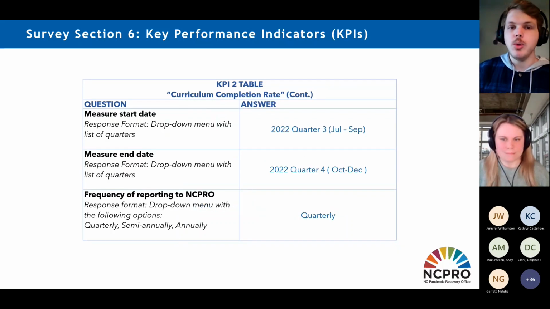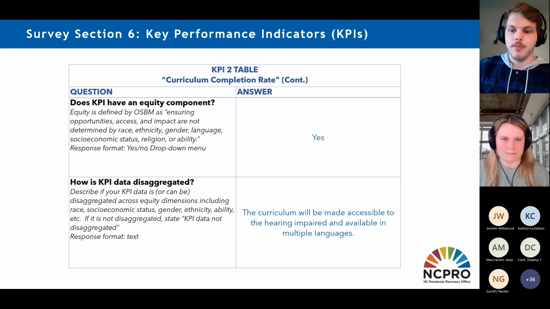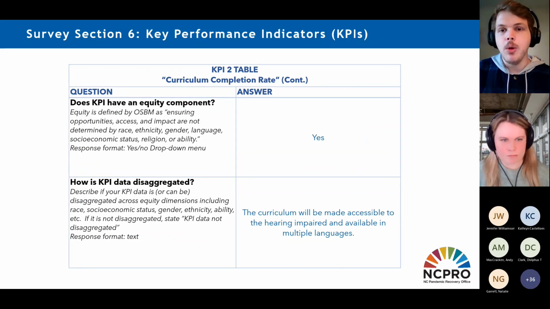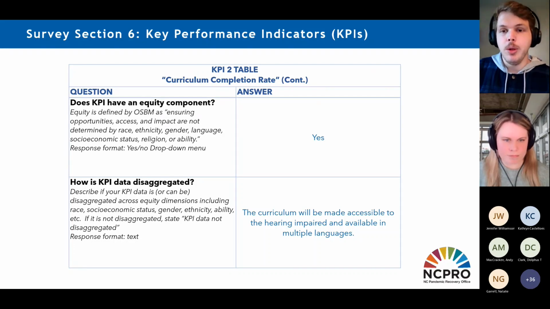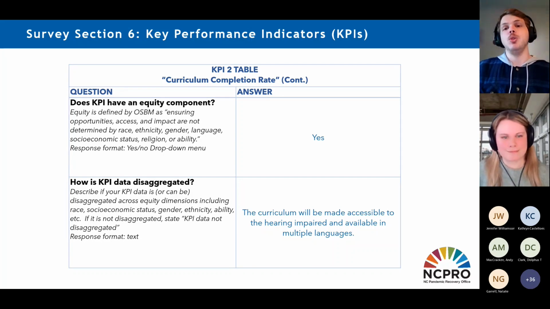Moving on to the next questions. Again, we had that start date and end date. And then for this project, we determined that it is best measured on a quarterly basis. Then again, those same questions: if there's an equity component, we determined that this one would have an equity component because in developing this curriculum, we make sure that it's accessible to hearing impaired and available in multiple languages. So as those have different equity dimensions, there is that equity component that we are able to disaggregate.